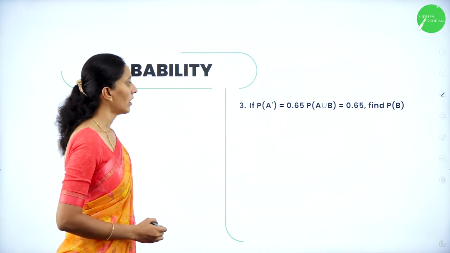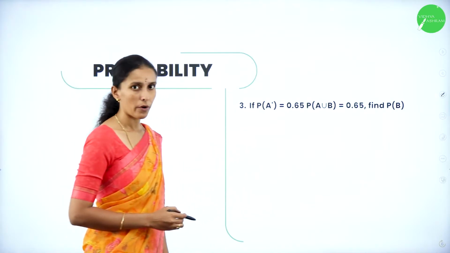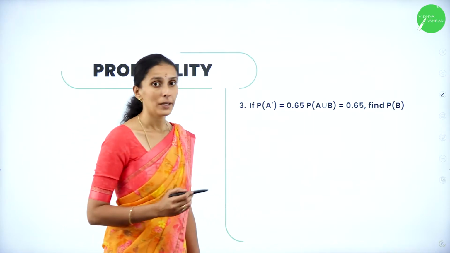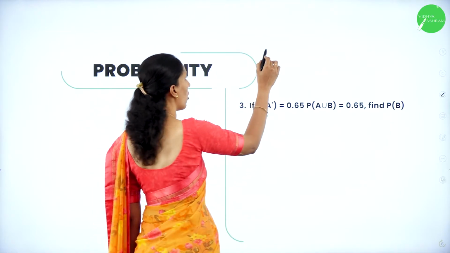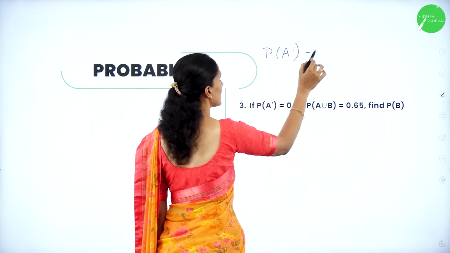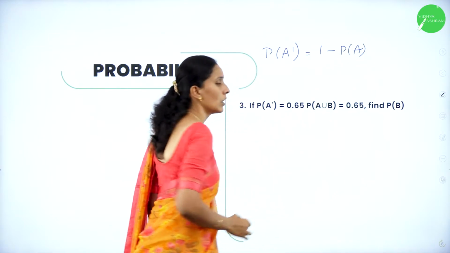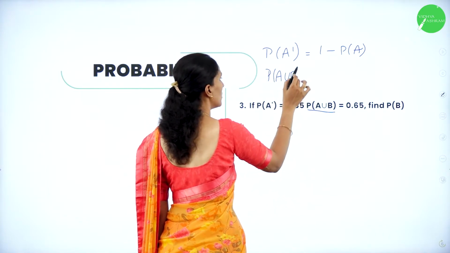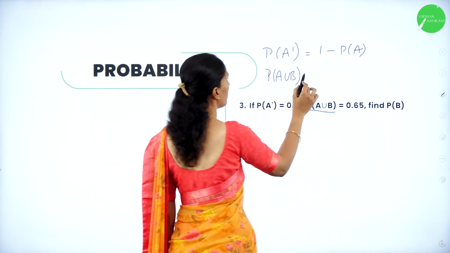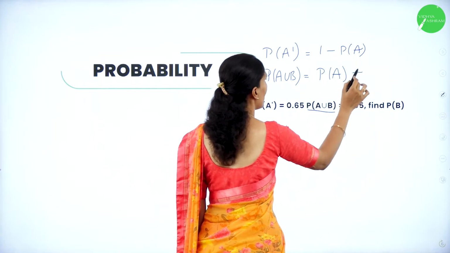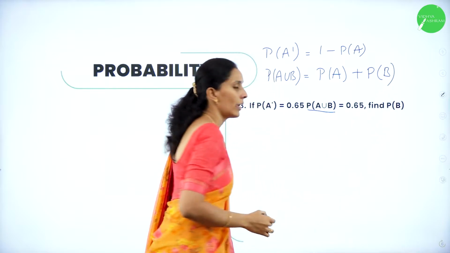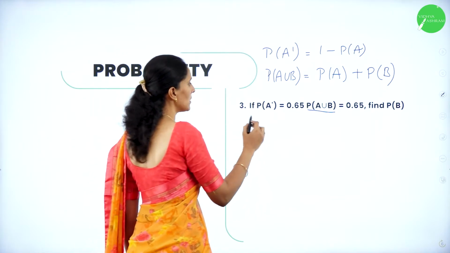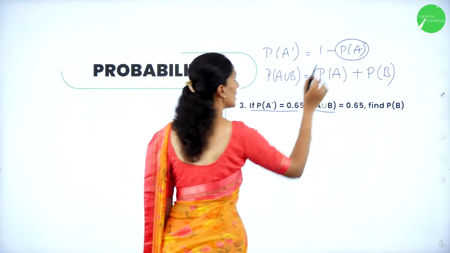Next question. If P of A dash is equal to 0.65, P of A union B is equal to 0.65, find P of B. We know the formula for P of A dash, that is equal to 1 minus P of A. Also, I know the formula for P of A union B, that is equal to P of A plus P of B in case of mutually exclusive events. So these two properties I am going to use for this problem. So first let me calculate P of A using this property.